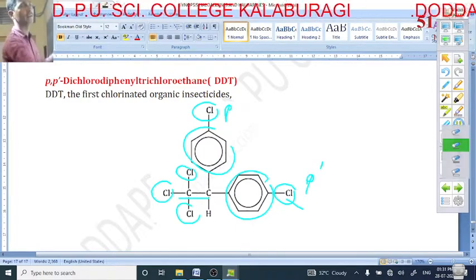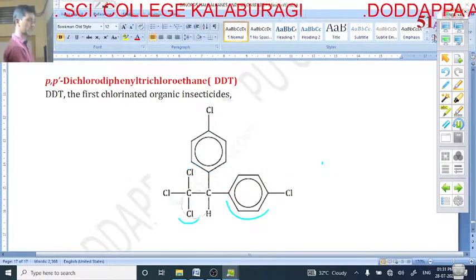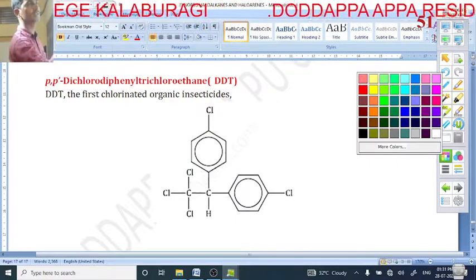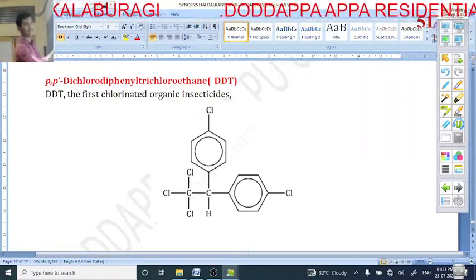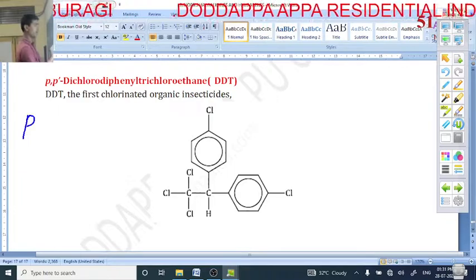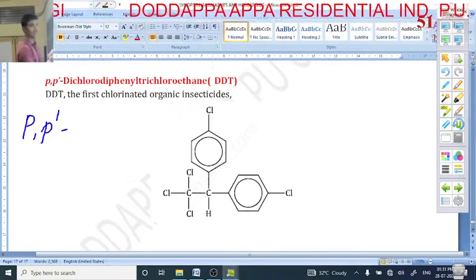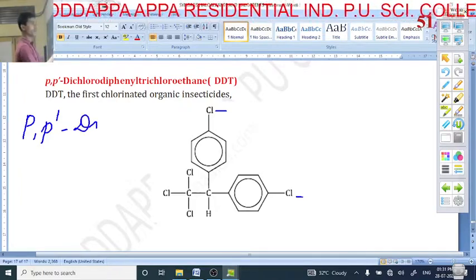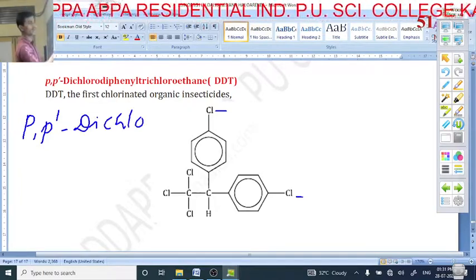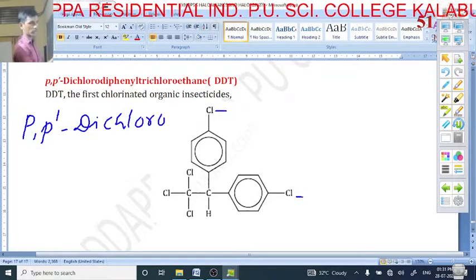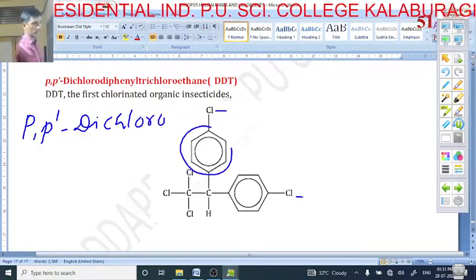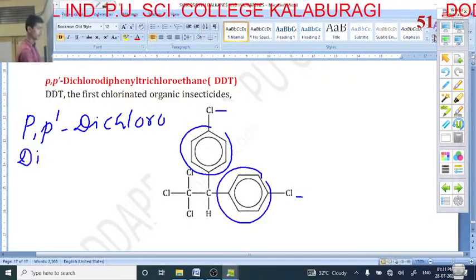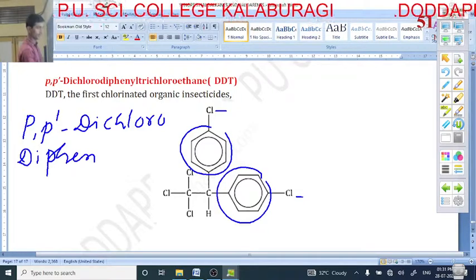Once again I will discuss the DDT structure. This is the para position, P, and this is P. How many Cl's are there? Cl1, Cl2, so it is called dichloro. These two, one and one, are called diphenyl. Two are there, so diphenyl.